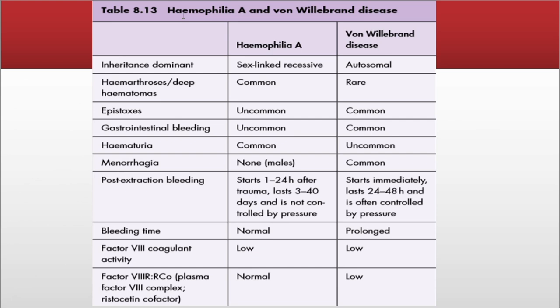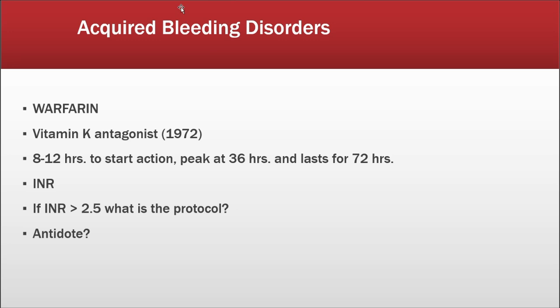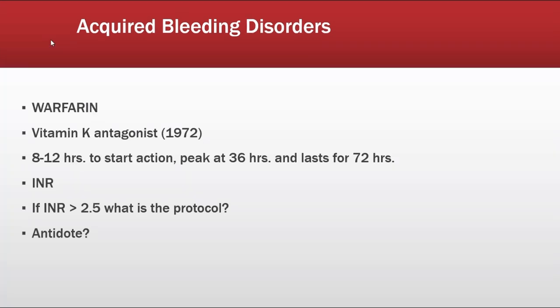Now, between hemophilia and von Willebrand disease, bleeding time is normal in hemophilia and prolonged in von Willebrand disease. After extraction, in von Willebrand disease, the bleeding will start immediately and last up to 24 to 48 hours, and is often controlled by pressure. In hemophilia A, it's usually not controlled by pressure. It starts 1 to 24 hours after the trauma and lasts 3 to 40 days.